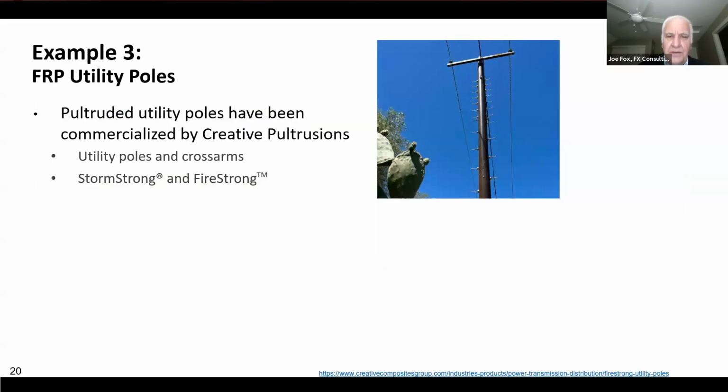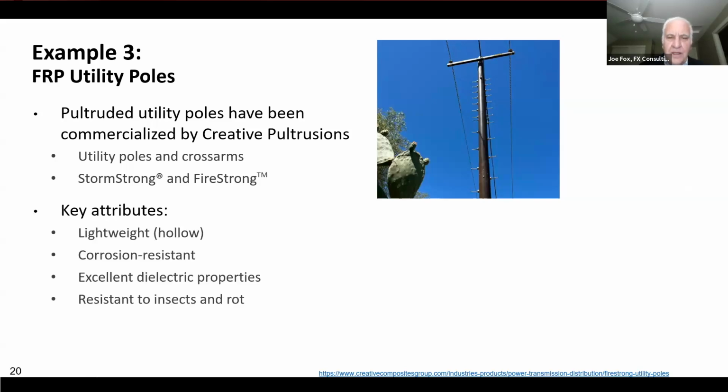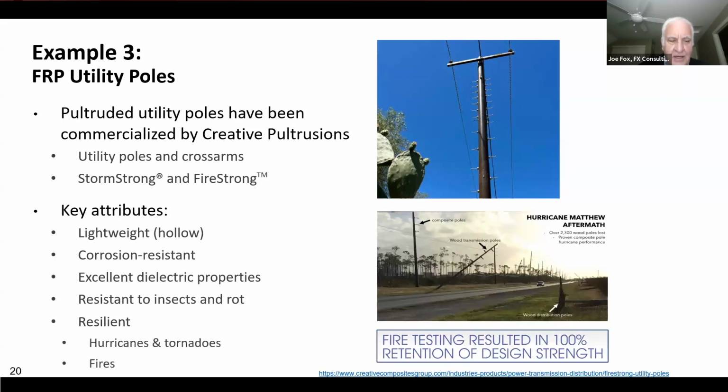Let's do example number 3. I'm going to talk about FRP utility poles. Pultruded utility poles have been commercialized by Creative Pultrusions here in the United States. They're used in the vertical poles and in the cross arms. They commercialize them under the names Storm Strong and Fire Strong. The key attributes of these FRP poles are that they are lightweight, they're corrosion resistant, they have excellent dielectric properties, they're resistant to insects and rotting, and they are resilient. They've been able to withstand hurricanes, and they've been able to withstand fires. A lot of very nice benefits of these FRP poles.